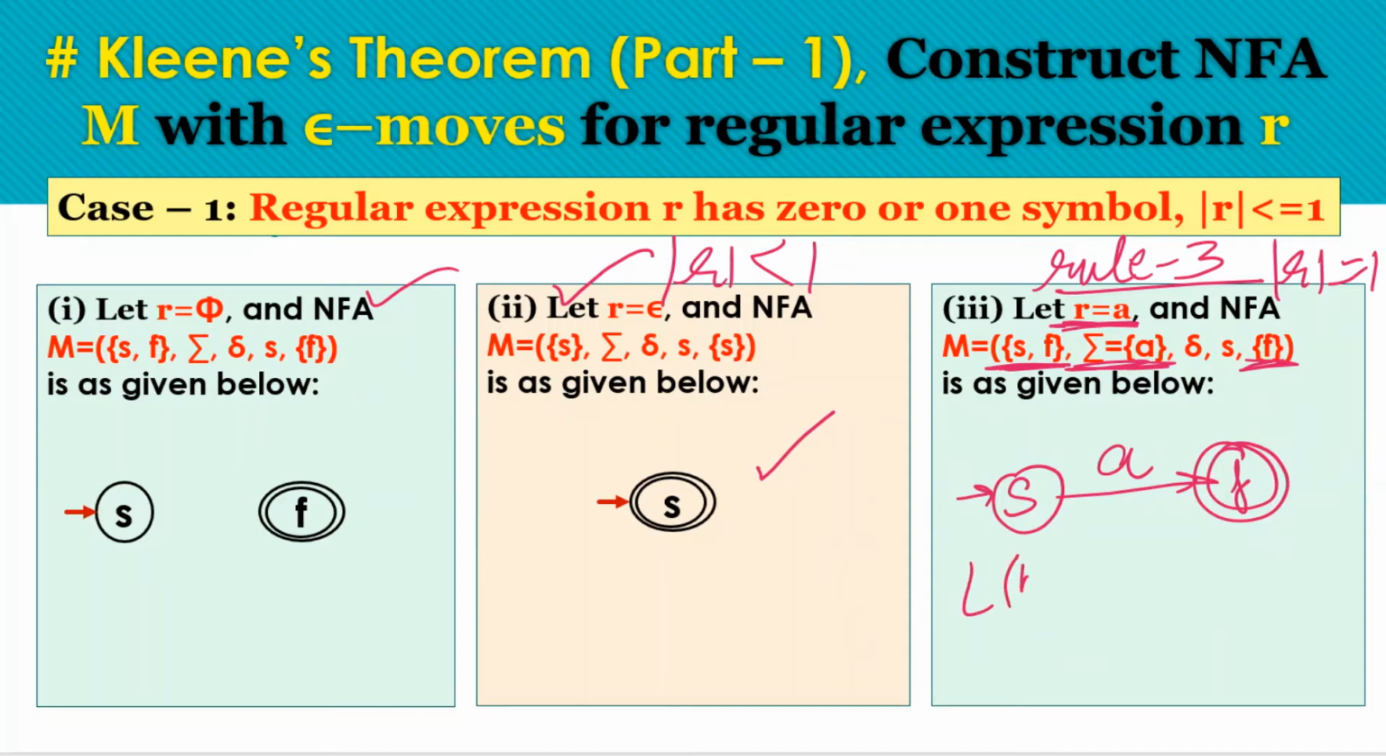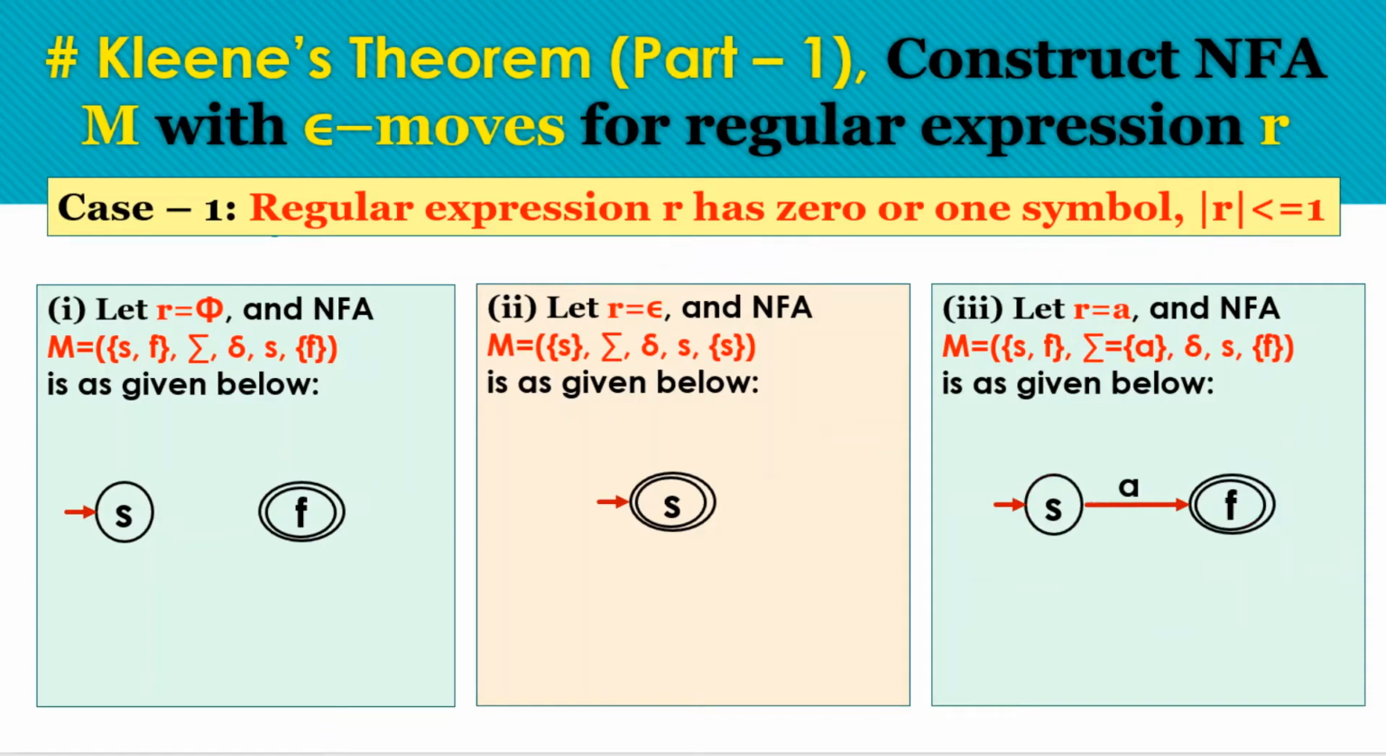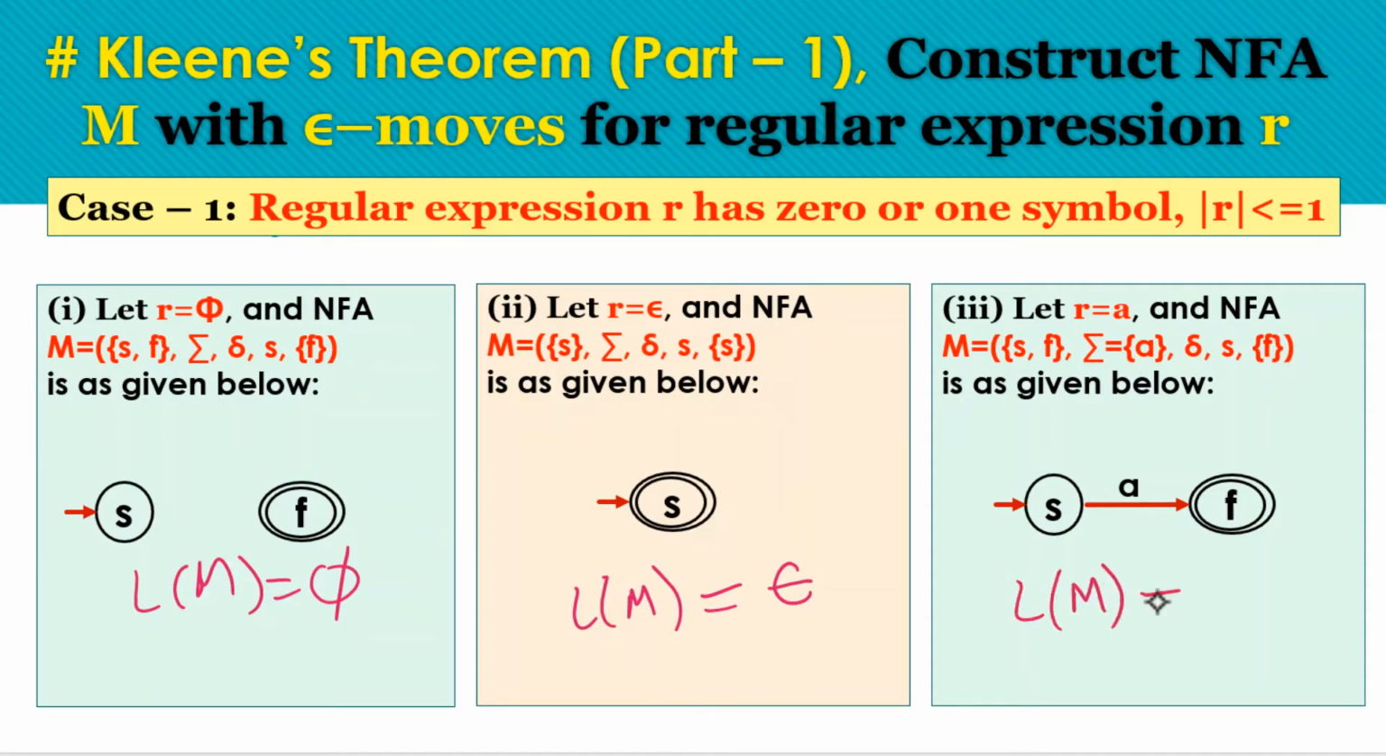Here the language of the machine is equal to the language of R, meaning the language of the machine is also A. The machine accepts only one input symbol, that is A, right? So these are the final rules of case 1: for the first rule the language of the machine is phi, for rule 2 the language is null, and for rule number 3 it is the single input symbol A. These are all the cases if the length of the expression is less than or equal to 1.